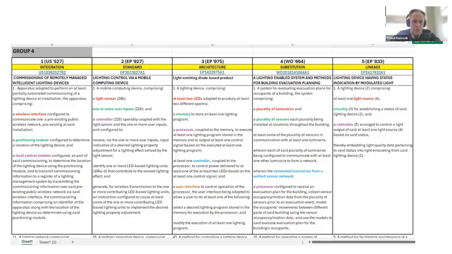When it comes to number three, they are claiming a specific device having a specific architecture design of components that is providing the result.